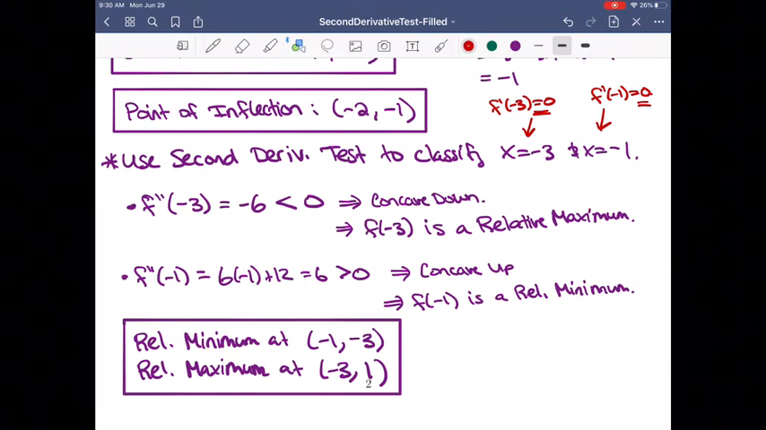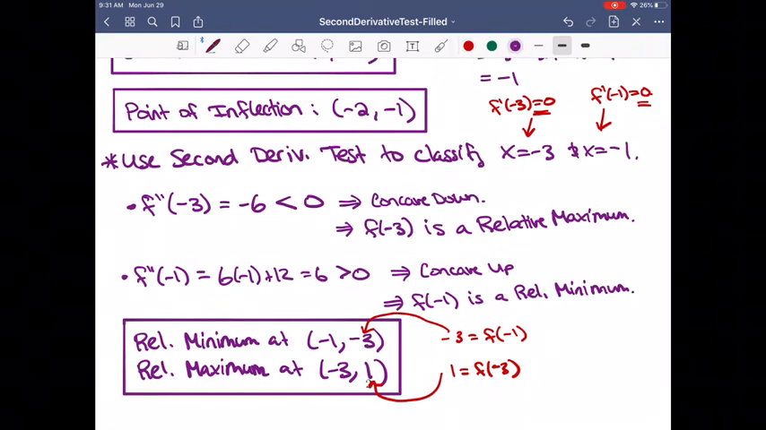Now, just to point out, to find this -3, -3 is actually f of -1. So if I plug in -1 into the function, I get -3, and this 1 here is actually f of -3. So if I plug in -3, I get +1. So the y values are found using the original function.